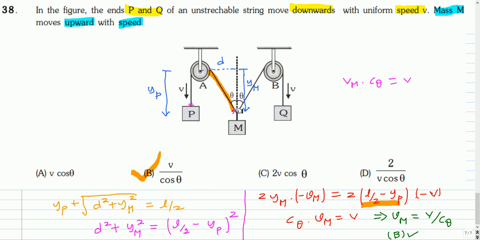So the velocity of this particle along the length of the string, vm cos theta, should be equal to the velocity of this particle along the length of the string, that is v. So from this also we get vm equal to v by cos theta.